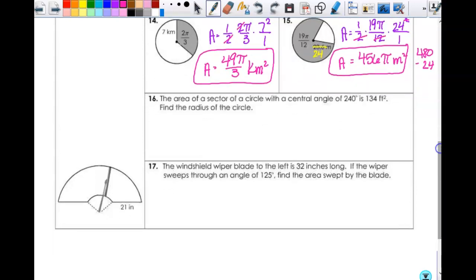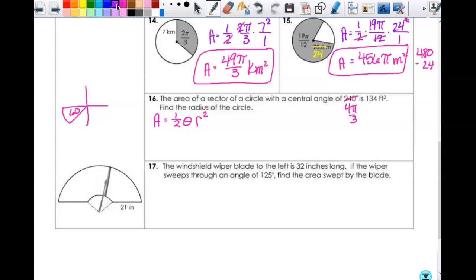It says, the area of a sector of a circle with a central angle of 240 degrees is 134 feet squared. Find the radius of the circle. Okay, so area is equal to 1/2 theta r squared, right? But I need theta in radians. So 240 is in which quadrant? Third. That means I go 180 and how much more? 60. Okay, 60 in radians is pi thirds. This is 3 pi thirds. I go one more. It is 4 pi thirds. Don't need to do the whole conversion thing on that.